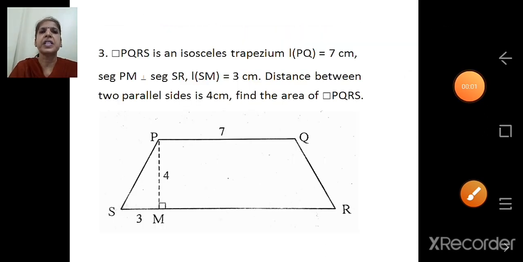Question 3. This sum is from the practice set. Quadrilateral PQRS is an isosceles trapezium. Length PQ is equal to 7 cm. Segment PM is perpendicular to segment SR. Length SM is 3 cm. Distance between two parallel sides is 4 cm. Find the area of quadrilateral PQRS.